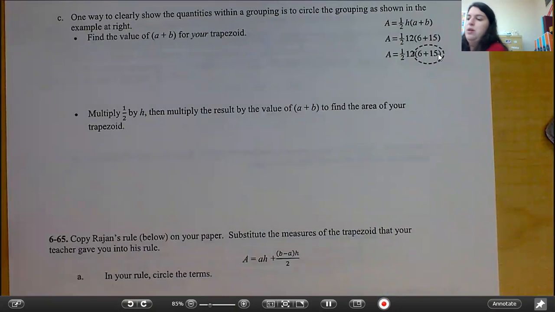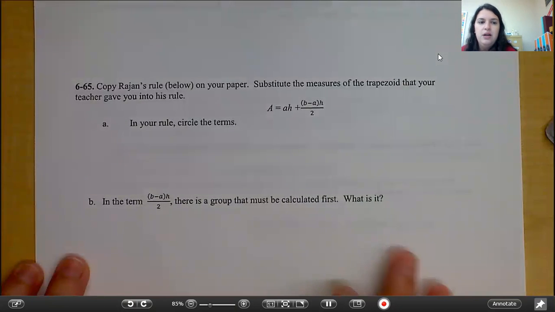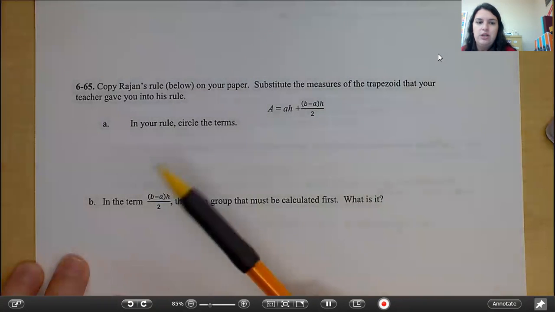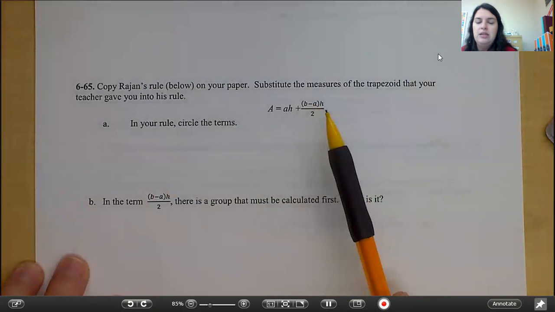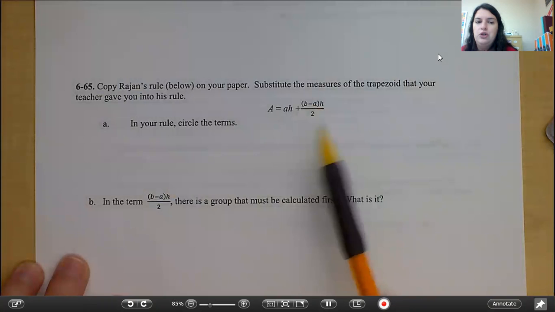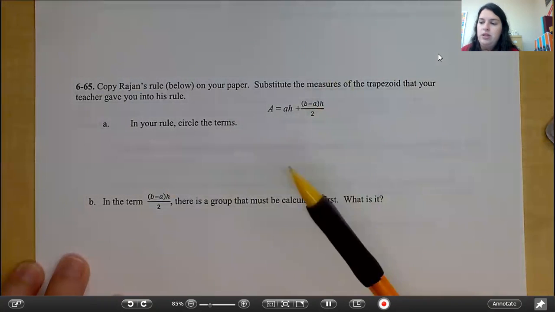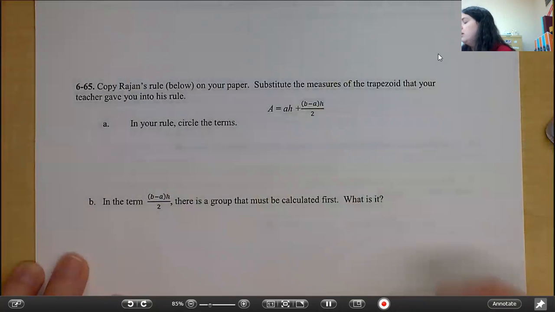Okay, if you're back with me, you've answered part C, and we are going to save it. So problem 665. Copy Rajan's rule below on your paper. Substitute the measures of your trapezoid that your teacher gave you into this rule. A equals AH plus the quantity of B minus A times H all over 2. So again, you're going to use your trapezoid that you used for problem 663 and 664. In your rules, circle the terms. So remember, terms are split by subtraction and addition. So go ahead and try your terms.